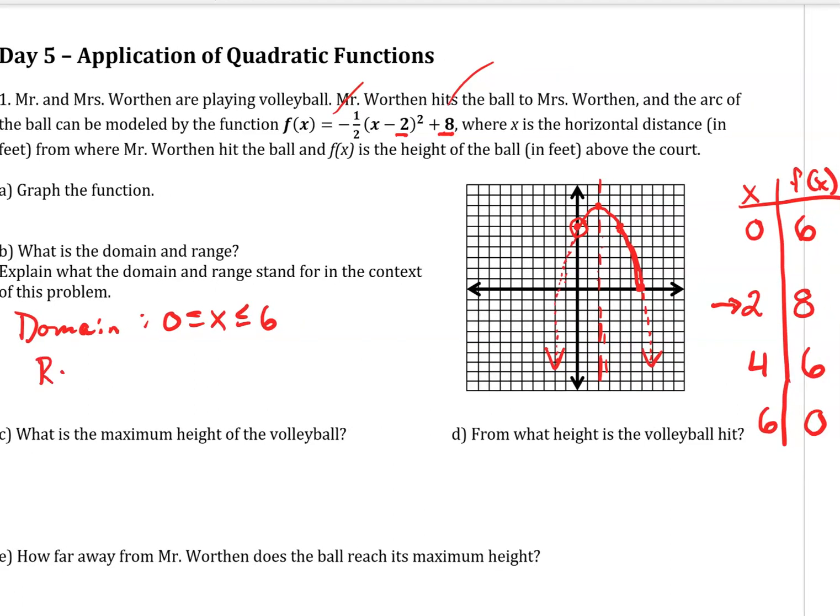Our range. Well, our range, the highest point we get is this vertex. So y is less than or equal to 8, our vertex height. And what is the lowest y can be? Well, in the real world, it hits the ground. So the lowest it can be is 0. So 0 less than or equal to y, less than or equal to 8.